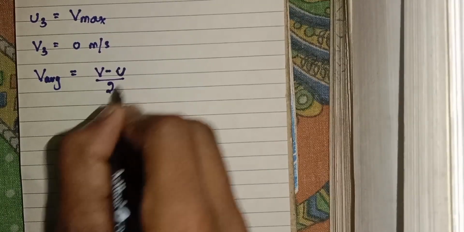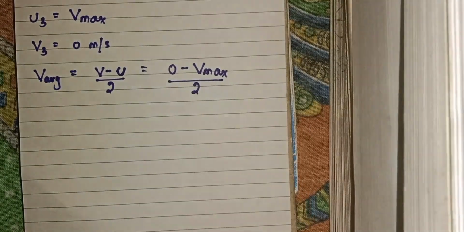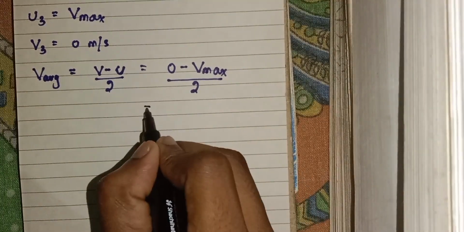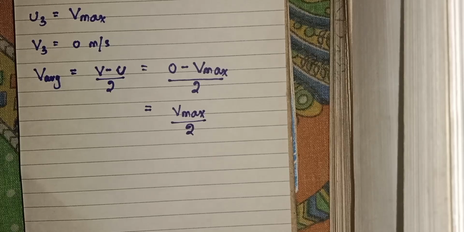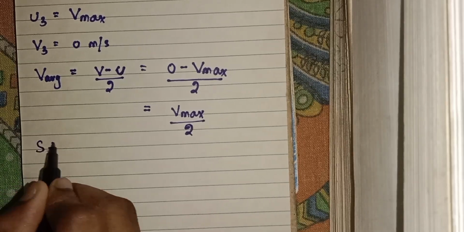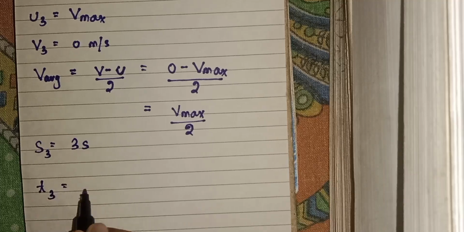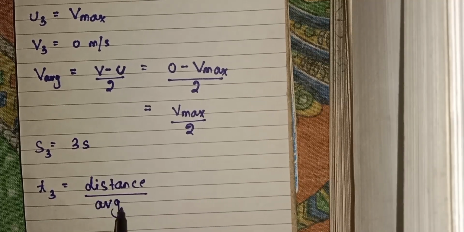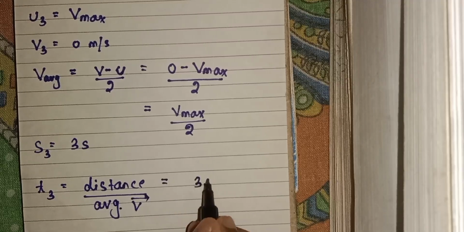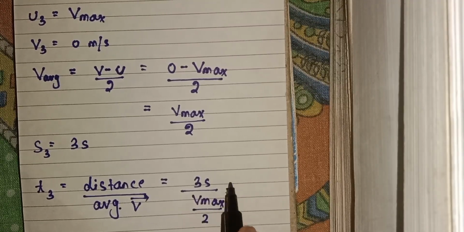It means the initial velocity of it is v max and final velocity is 0 meter per second as it comes to rest. So we must find v average, which is equal to 0 minus v max by 2, which is equal to v max by 2. The distance covered is equal to 3s with retardation. The time taken to cover the third distance is equal to distance by average velocity, which is equal to 3s by v max by 2, which is equal to 6s by v max.